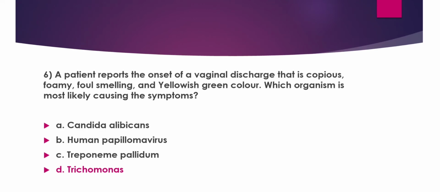Question number 6. A patient reports the onset of vaginal discharge that is copious, frothy, foul smelling and yellowish green in color. Which organism is most likely causing the symptom? Option A, Candida albicans. Option B, human papillomavirus. Option C, Treponema pallidum. Option D, trichomonas. Option D, trichomonas is the correct answer.